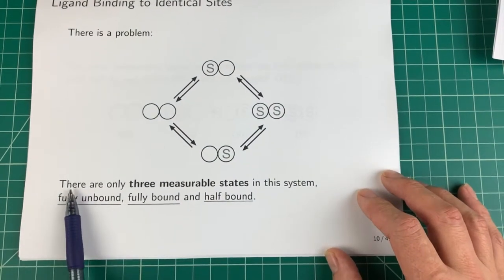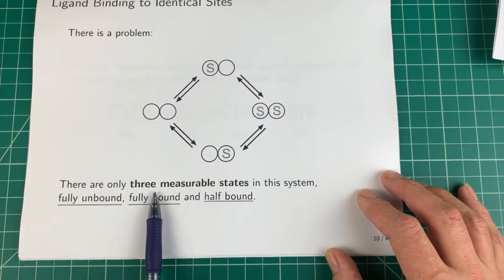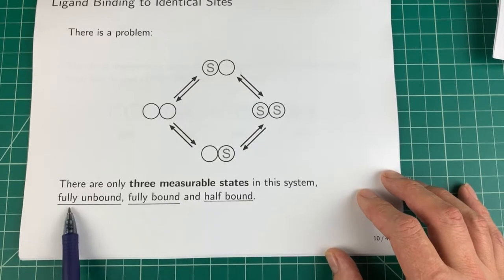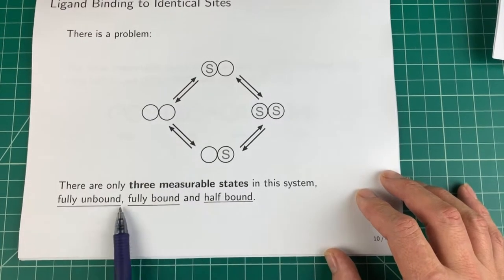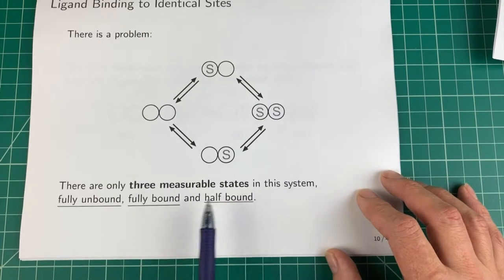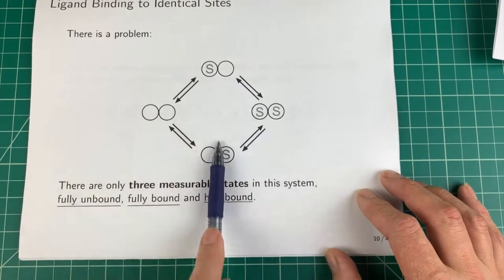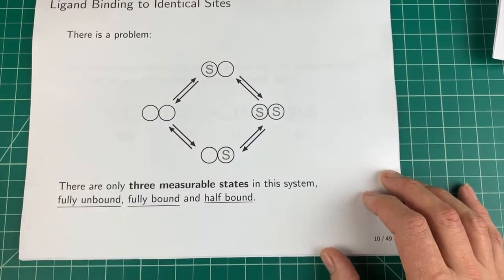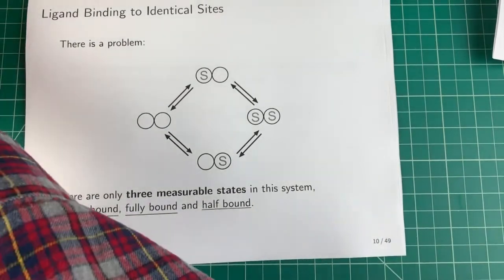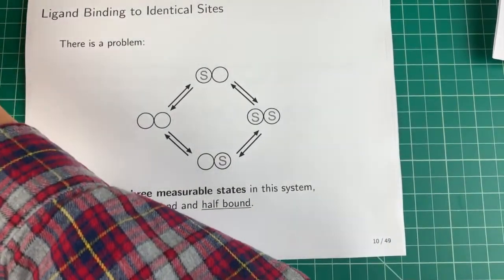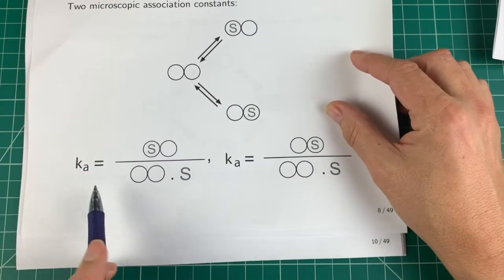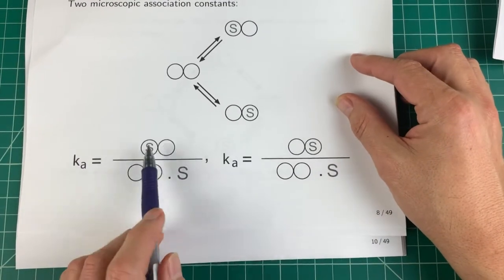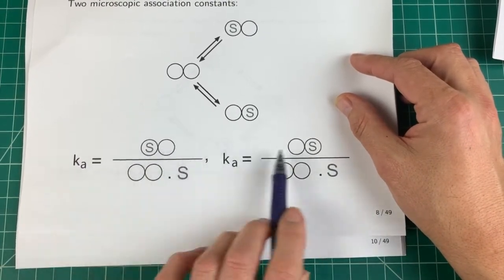So what we end up with is that there are actually only three measurable states in the system: fully unbound, which is this one, fully bound, which is this one, and half bound, which are these two. Okay, now you recall that when I defined the microscopic association constants, the numerator had only one of them.